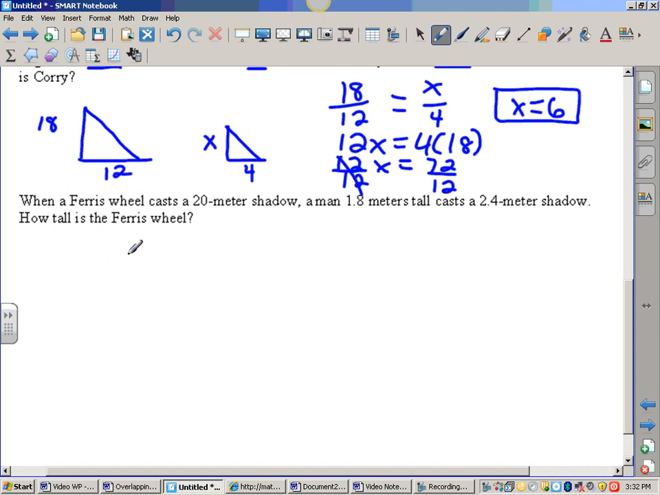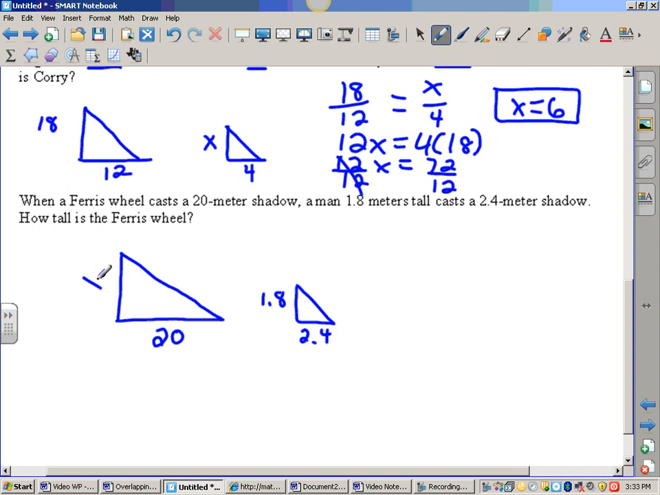We've got a Ferris wheel that casts a 20-meter shadow. So we don't know how tall the Ferris wheel is, but we know it casts a 20-meter shadow. It's up to you if you want to draw some sort of Ferris wheel here to keep track of what you're talking about, then please do it. I'm very bad at drawing, so I'm not going to, but it's up to you. And then they're comparing that at the same time to a man that's 1.8 meters tall and only casts a 2.4 meter shadow. So he's significantly smaller, but it's still a similar triangle.